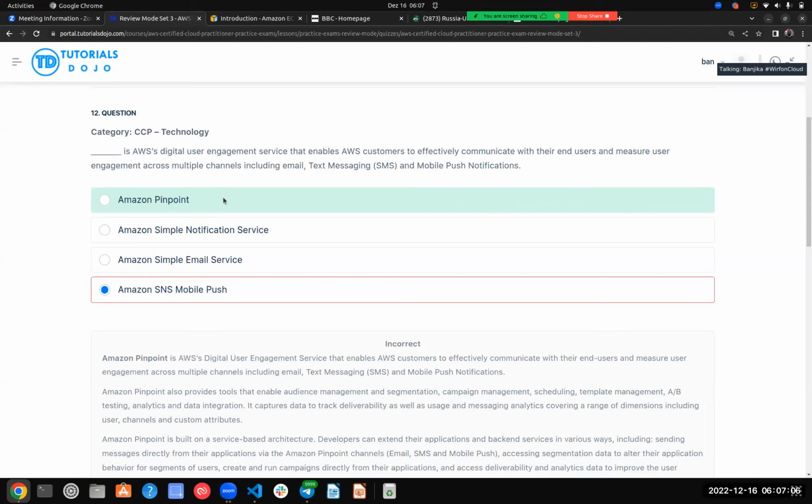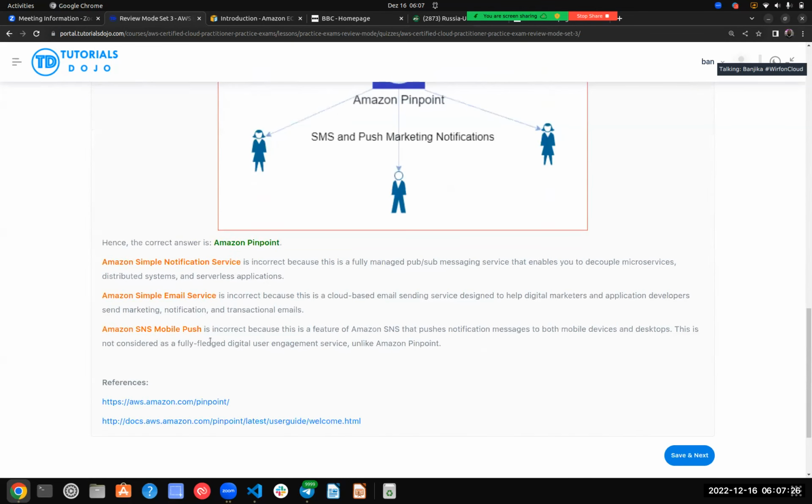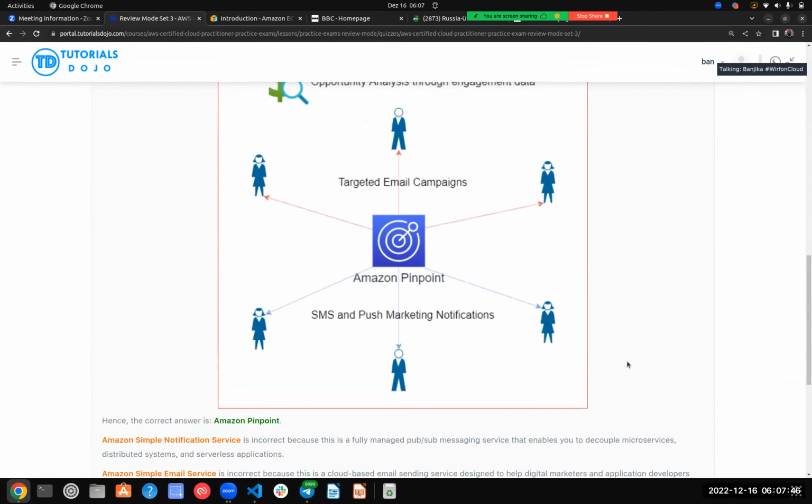And that's an opportunity to know it, right? So it's just that service. The key point here is it measures user engagement across multiple channels. Multiple channels. Yes, email, SMS, and then mobile push notifications. The problem is SNS push. It's a feature of SNS that pushes notification messages to mobile devices and desktops, but it has nothing to do with SMS, right? This is just a feature of Amazon SNS that will push notifications to mobile devices and desktops, which is not what is described, it won't do that.